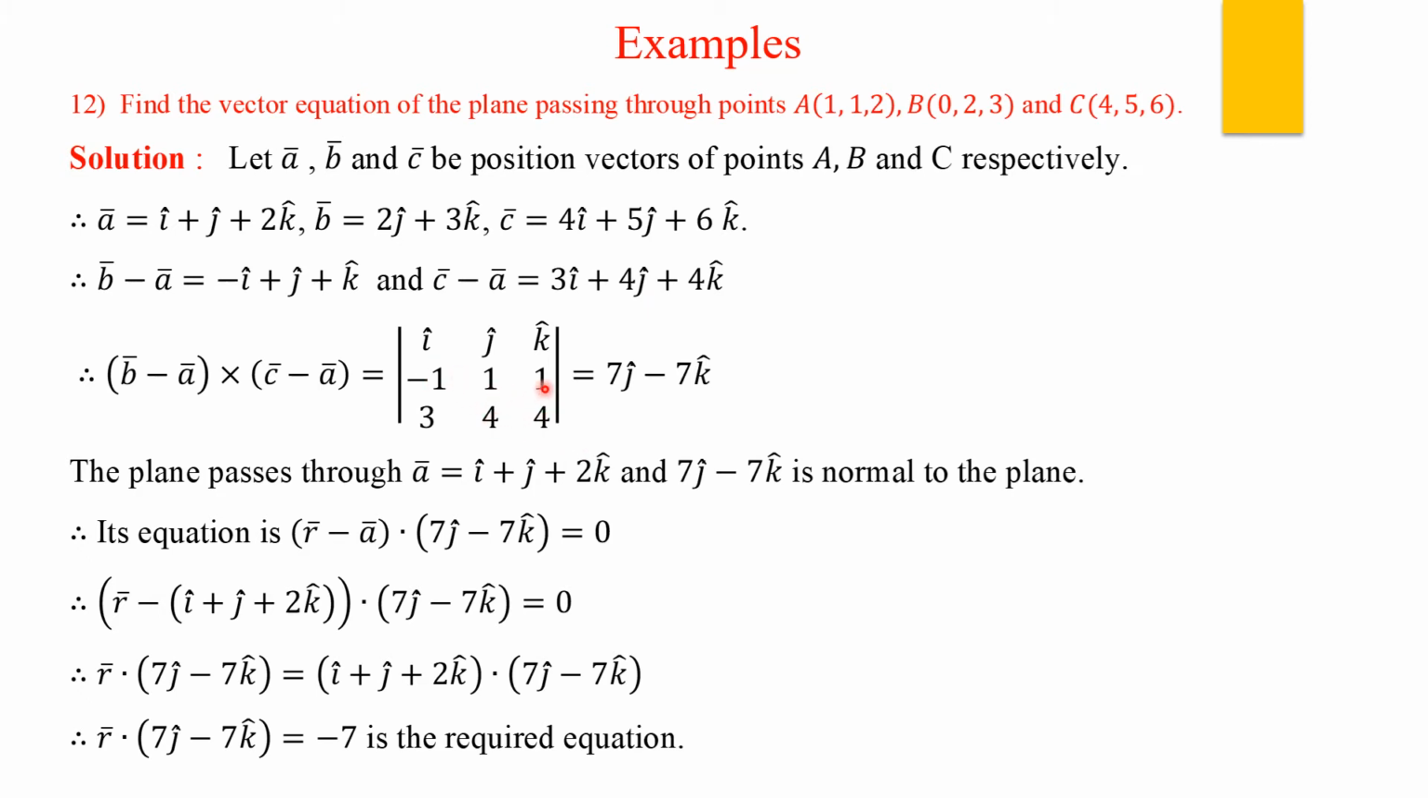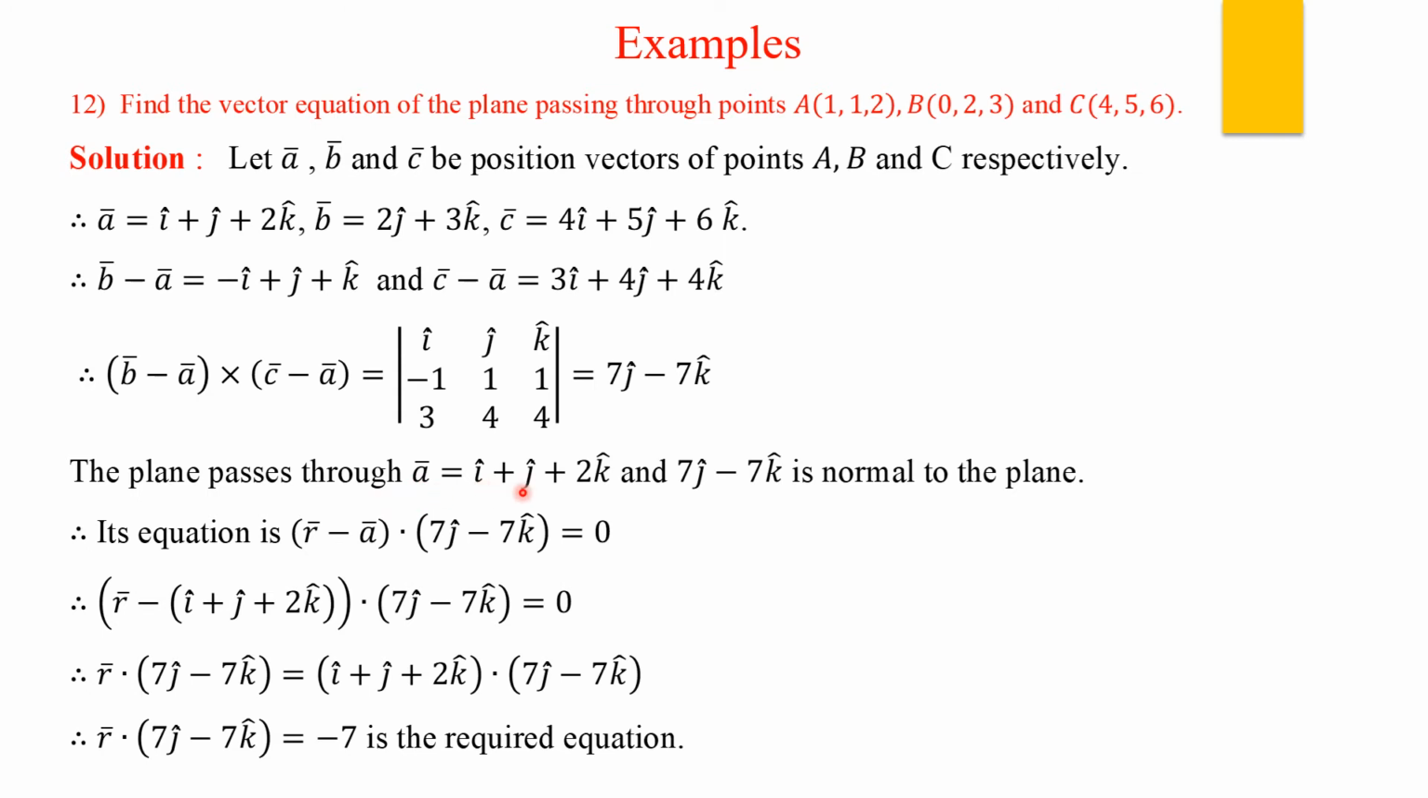4 minus 4 is 0. Minus j vector, row and column deleted: minus 4 minus 3, that is minus 7, into minus j, that is plus 7j. K vector, row and column deleted: minus 4 then minus 3, that is minus 7, into k vector. The plane passes through the point.